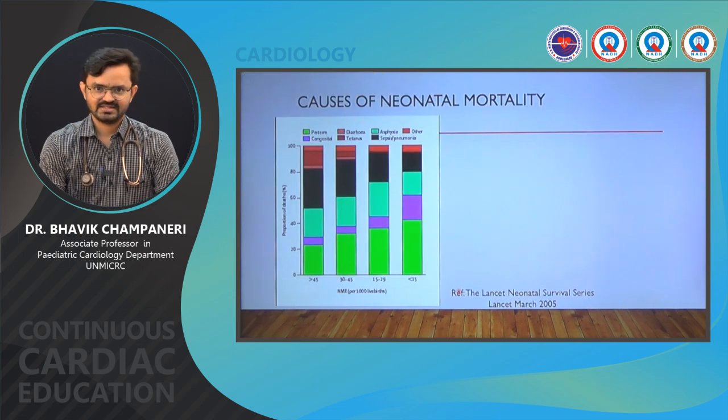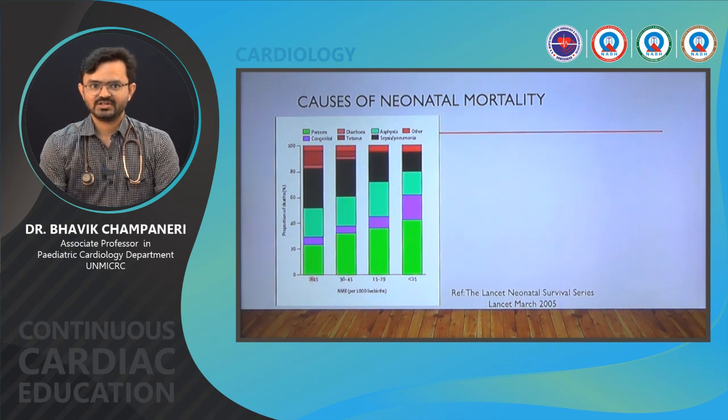So I'll start with this slide. It's an old slide from a 2005 Lancet article. As you can see here, it's talking about causes of neonatal mortality, and these are the various common causes of neonatal mortality. Among those, preterm birth, sepsis, and diarrhea are the most common causes when neonatal mortality is more than 45 per 1000 live births.